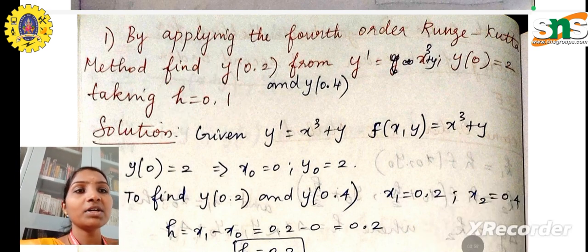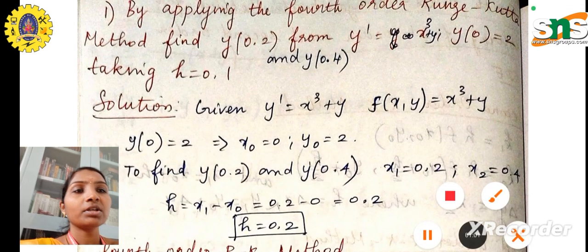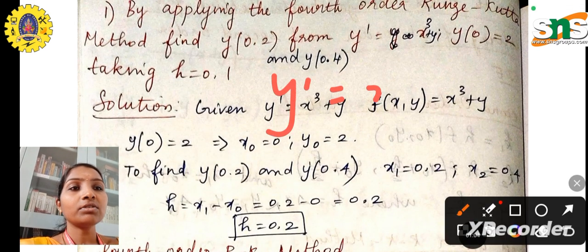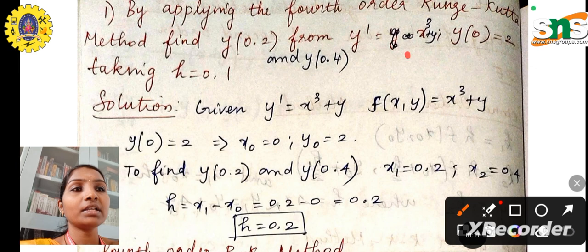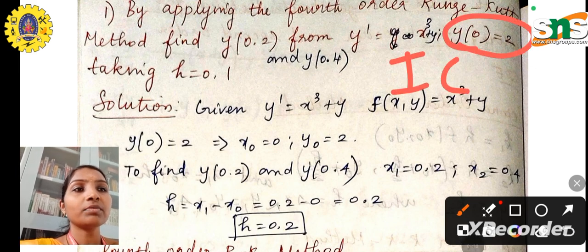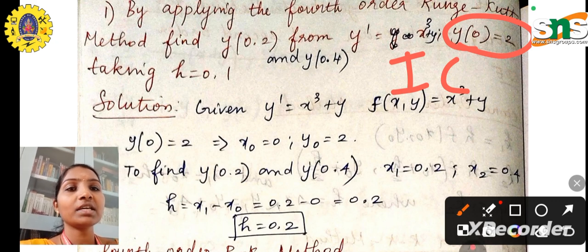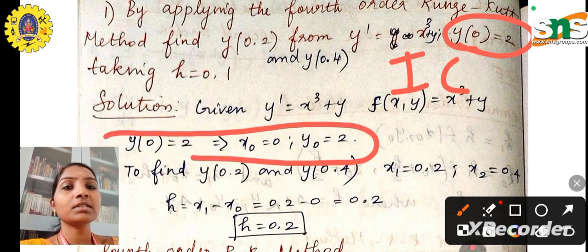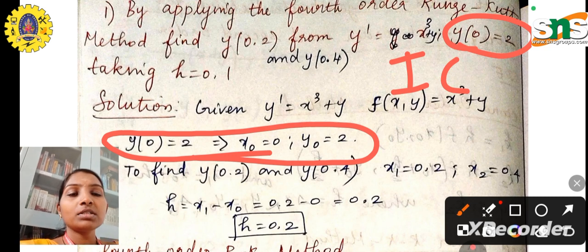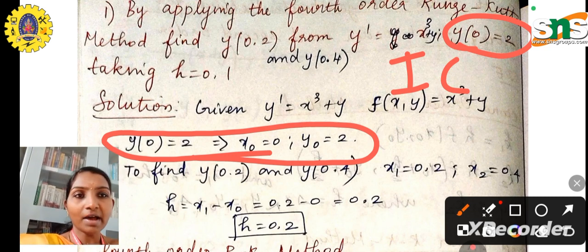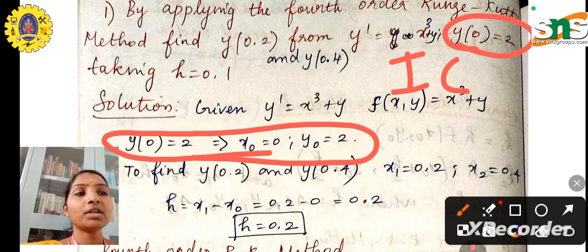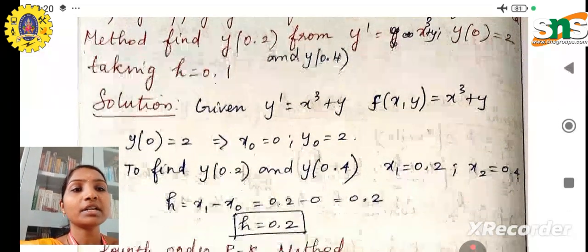So what is the given ordinary differential equation? The given ordinary differential equation is y dash is equal to x cube plus y. And what are the initial conditions? Y of 0 is equal to 2. If you are given the initial condition as y of 0 is equal to 2, we take x naught and y naught like this. What is inside the bracket of y is taken as x naught, and the value of y is taken as y naught. So these are the initial conditions.